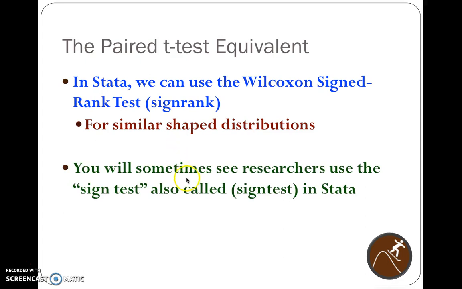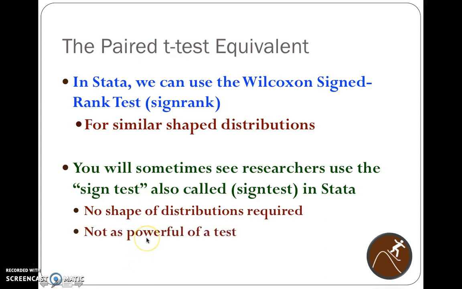And you'll also occasionally see researchers use something instead of the signed rank test. They'll actually use what's called the sign test, and this is a simpler design, and it doesn't really care about whether or not the distributions have the same shape or not. So if you're comparing two things that have different shape distributions, both not normal or one of them not normal, if the distributions are not the same shape, then a sign test would be more appropriate. However, the sign test is not viewed as powerful of a test or as robust of a test as the signed rank test, I've heard.